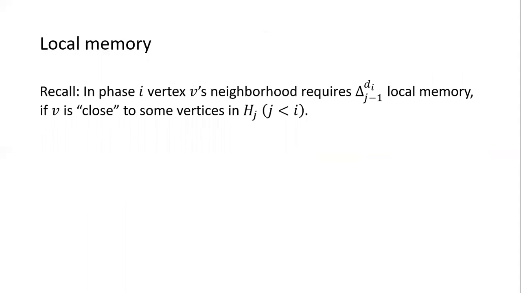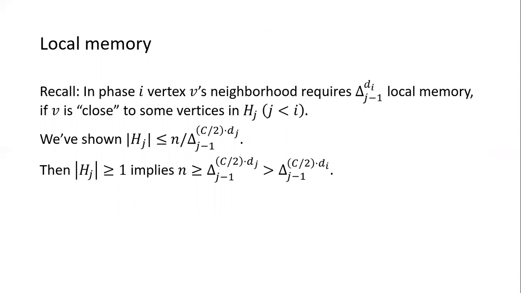And we can also bound the local memory. Suppose the highest degree vertex in the neighborhood of v comes from H_j, then we use the upper bound that we have shown. Combined with that H_j is at least 1, then we can get an upper bound on the local memory by setting C to be big enough.